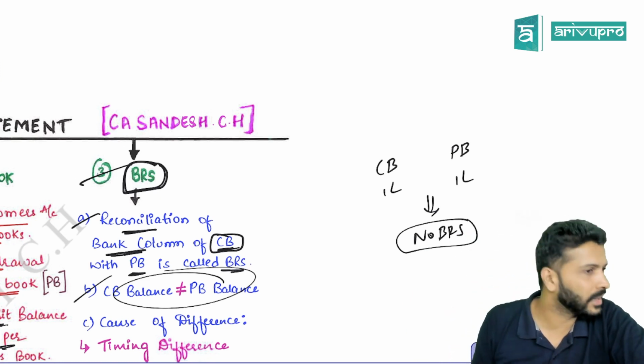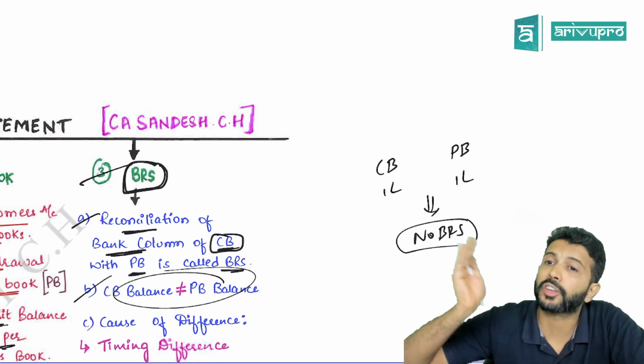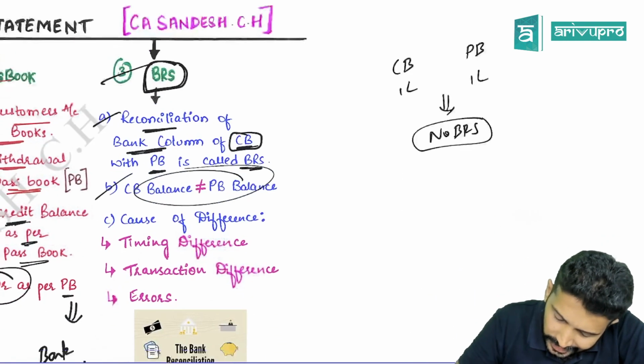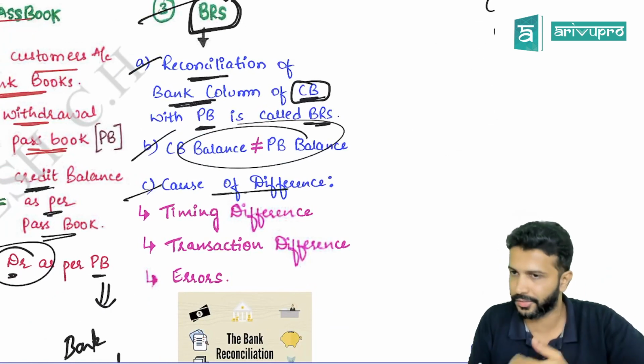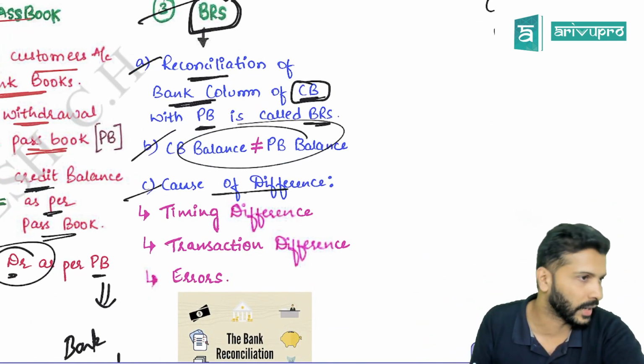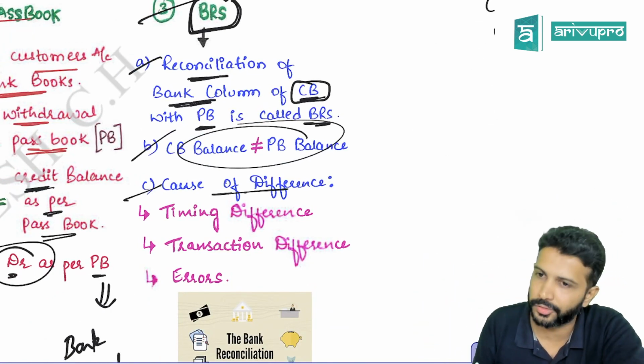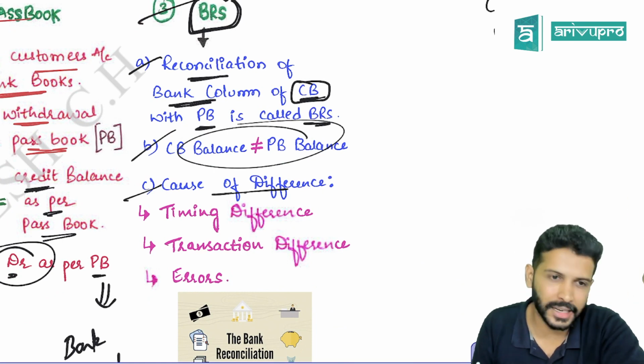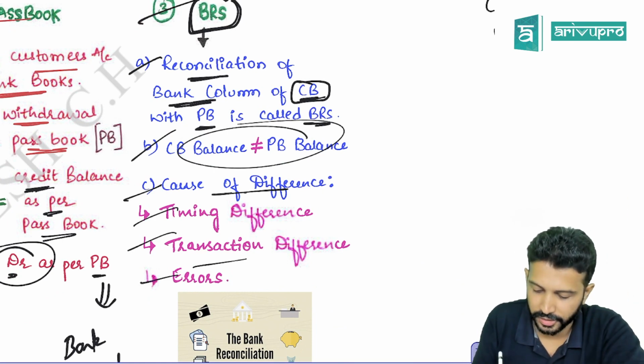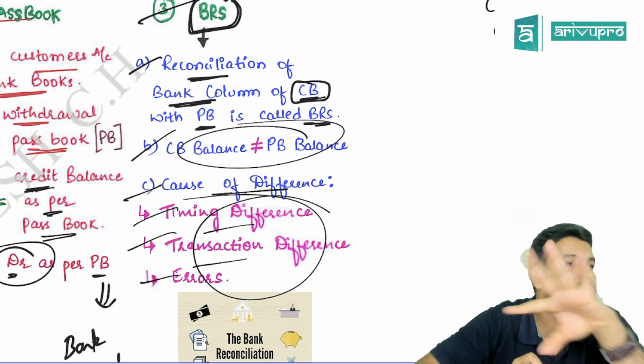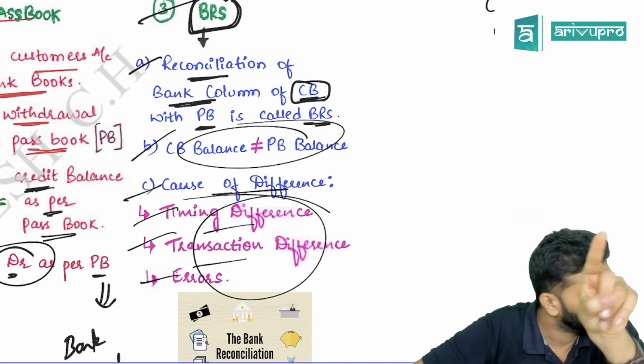There will be many circumstances under which your cash book and passbook balance will not match. The reasons for that, or the causes of the difference, if you want to categorize, you can put them into 3 categories. One is the timing difference. Another one is the transaction difference. Last one is the error. Because of these 3, your cash book and passbook will not match.